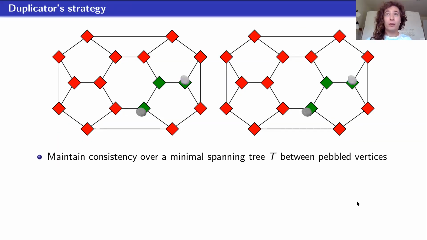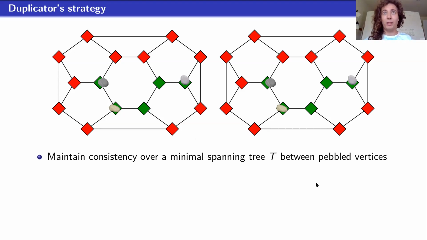Duplicator's general strategy for the general construction is to maintain consistency between the two structures over a spanning tree between all the vertices in H that were pebbled. Okay, so this is a very small portion of the graph. Everything else might look completely different. And so this is a very weak invariant, but it's easy to preserve if spoiler, say, puts pebbles down on adjacent vertices. We're just growing this tree out by a little bit, changing the tree by small amounts by basically making neighbors in this graph consistent between the two structures. That's always possible to do, and it's easy.